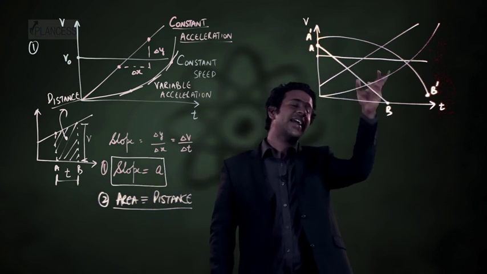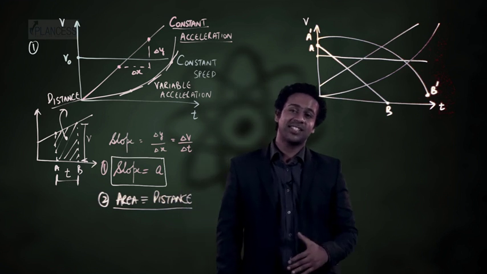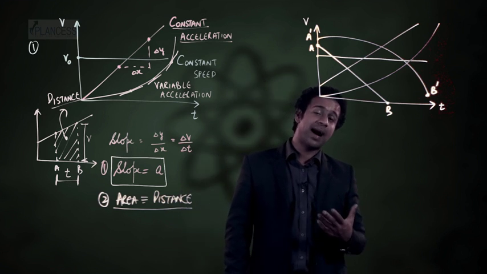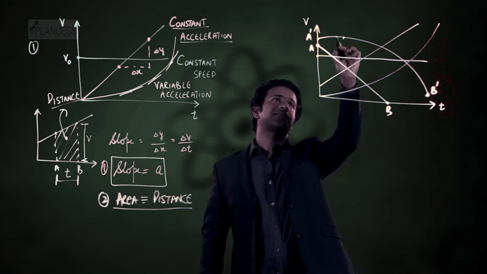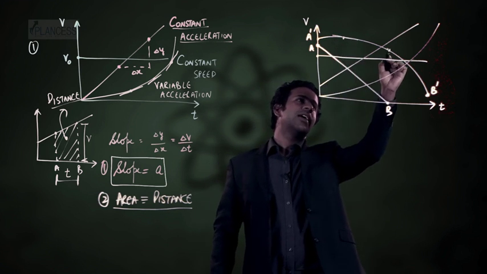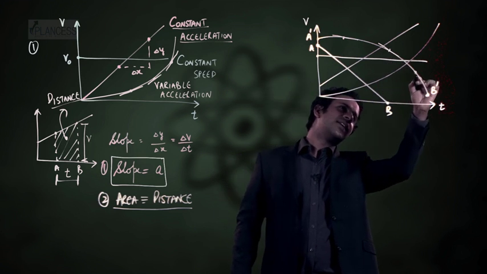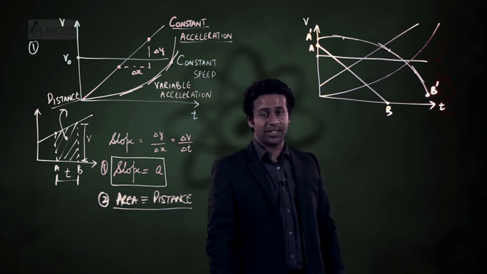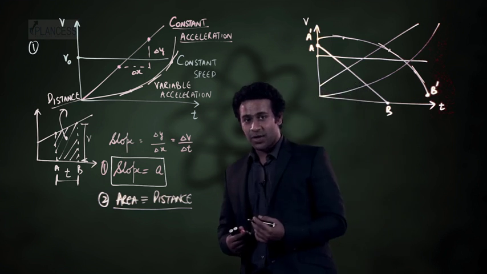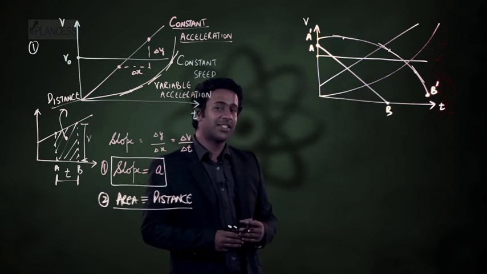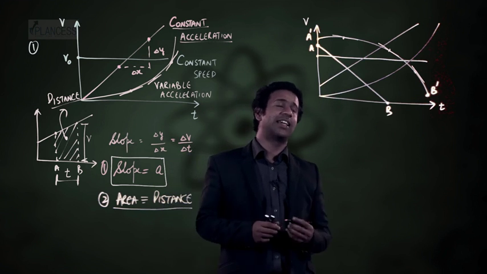In case of A dash B dash, the acceleration is negative and its magnitude is continuously increasing because its downward slope is continuously increasing. So actually A dash B dash represents a case where the acceleration is negative and increasing.